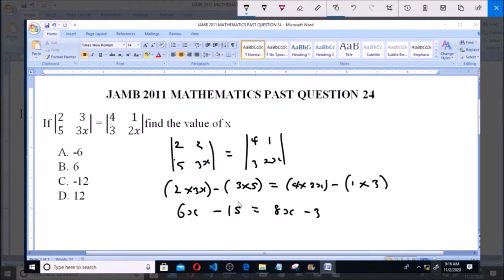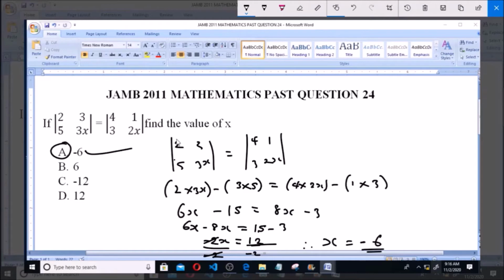Now from here we collect like terms. By collecting like terms, we have 6x minus 8x is equal to 15 minus 3. So we have minus 2x is equal to 12. Now divide both sides by minus 2. Minus 2 becomes minus 2, giving out x, and 12 divided by minus 2 will give us minus 6. So therefore, x is equal to minus 6, and that is option A, minus 6.